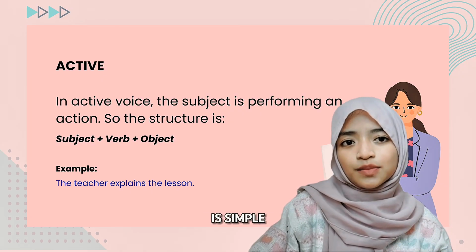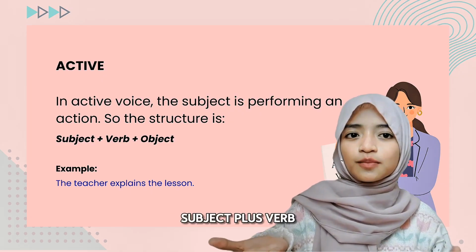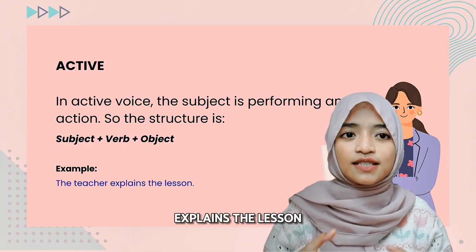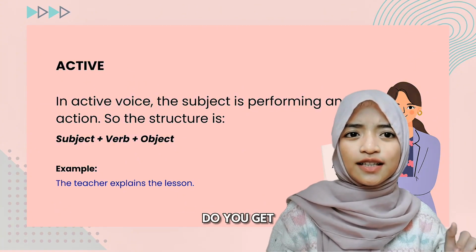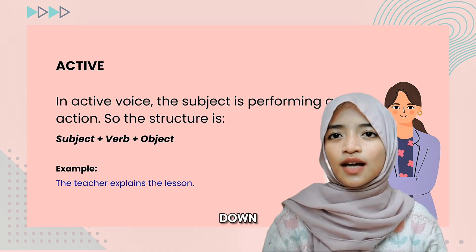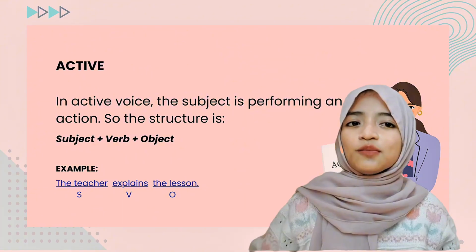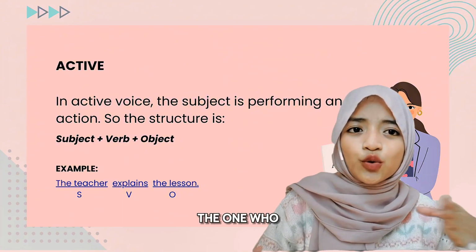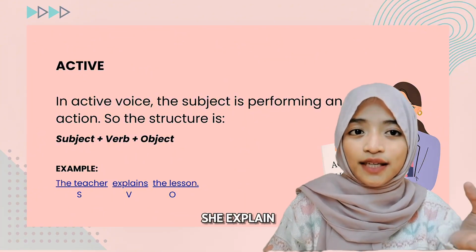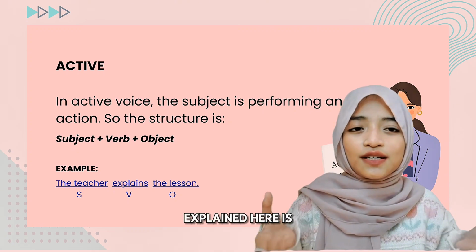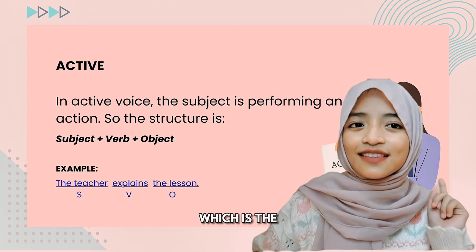So the structure is simple. Subject plus verb plus object. For example, the teacher explains the lesson. Do you get it, guys? Let's break it down. The subject here is the teacher. Why? Because the teacher is the one who does the action. She explains. Explain is the verb, right? And then what is being explained here is the object, which is the lesson.